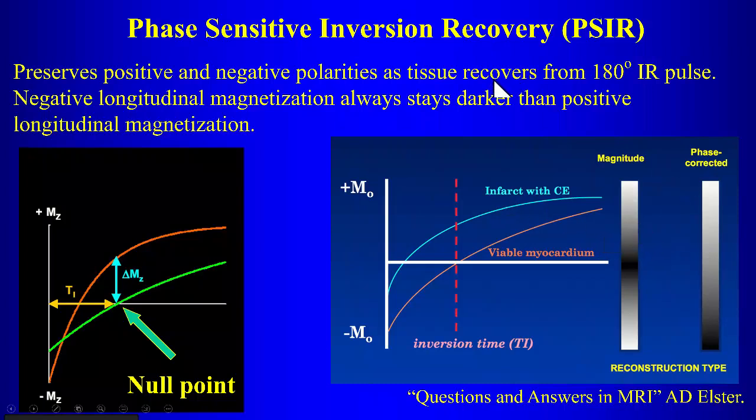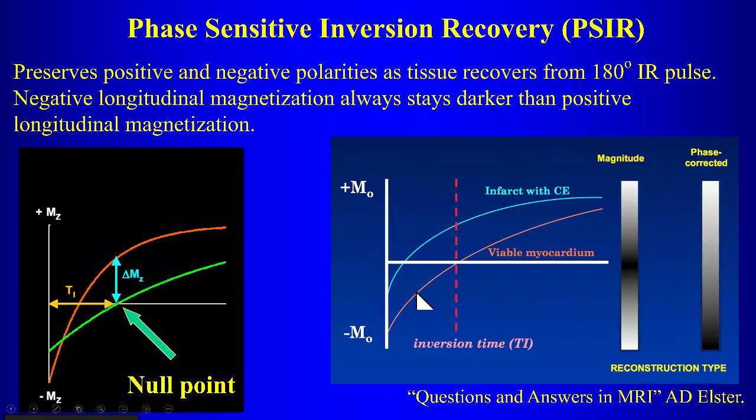With these phase-sensitive inversion recovery sequences, these sequences can differentiate when the longitudinal magnetization is below the baseline as opposed to when it is above the baseline, and then correct for that. So if we're using these newer sequences, it will keep the viable myocardium dark even if we happen to image below the optimal inversion time. It will still keep it dark, and the myocardium with more gadolinium in it will still come out brighter.